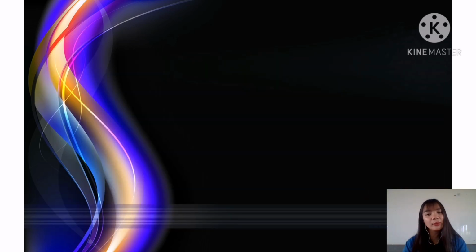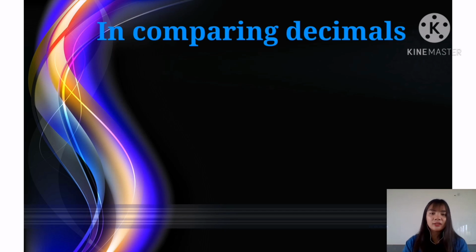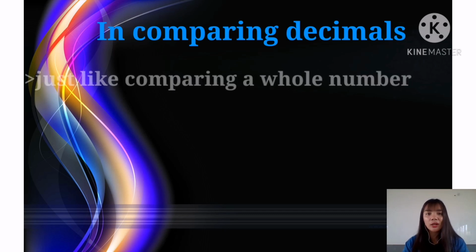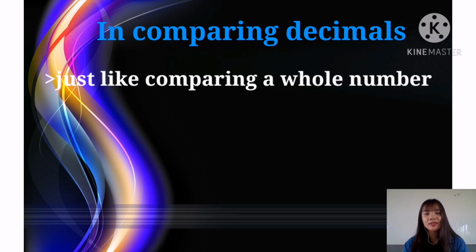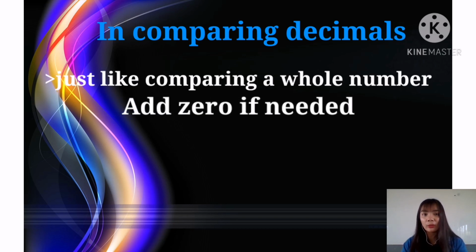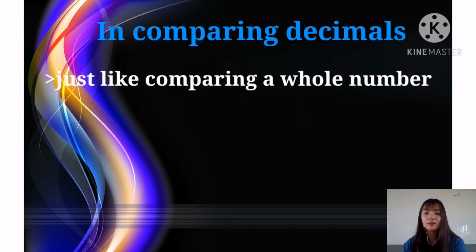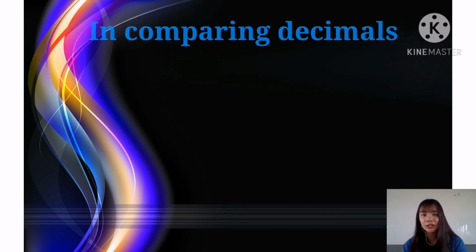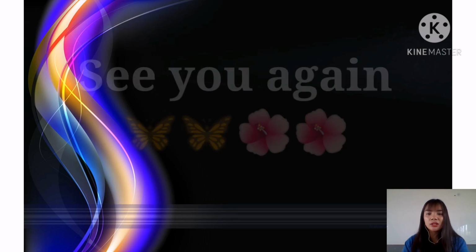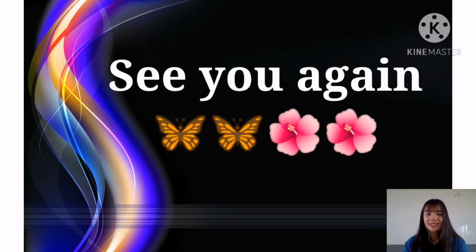Always remember that in comparing decimals, it's like we're comparing whole numbers. The only difference is when the place values aren't the same, we need to add 0 going to the right so that we have the same place values. So see you again on our next video.